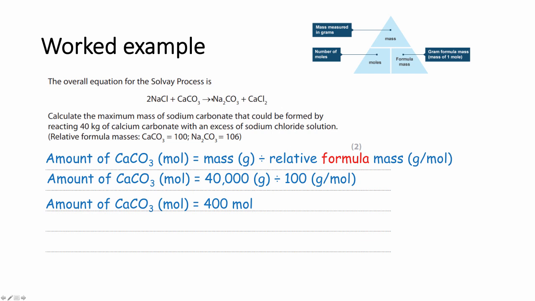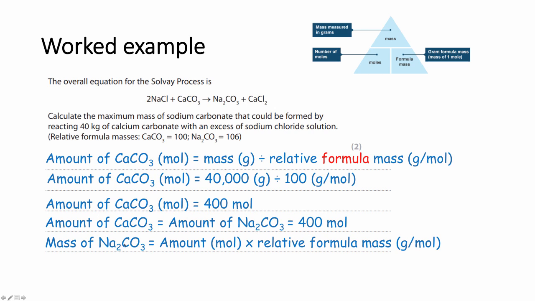Now if you remember, if we look back at the equation, 1 mole of calcium carbonate reacts to make 1 mole of sodium carbonate. So if I had 400 moles of calcium carbonate, it's possible to make 400 moles of sodium carbonate. So the amount of calcium carbonate is equal to the amount of sodium carbonate. So the amount of sodium carbonate is 400 moles.